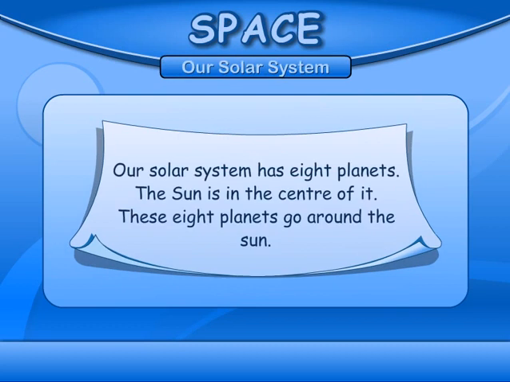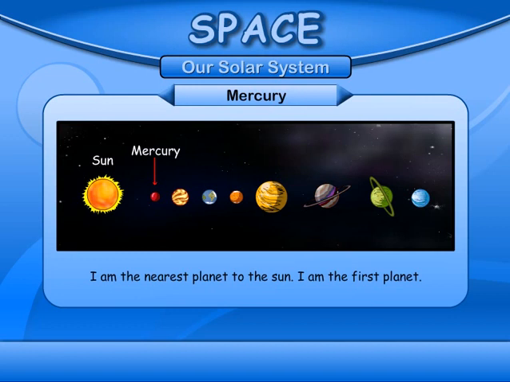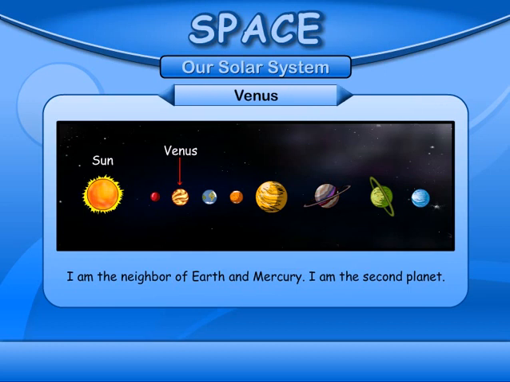Our solar system. Our solar system has 8 planets. The Sun is in the center of it. These 8 planets go around the Sun. Mercury. I am the nearest planet to the Sun. I am the first planet. Venus. I am the neighbor of Earth and Mercury. I am the second planet.